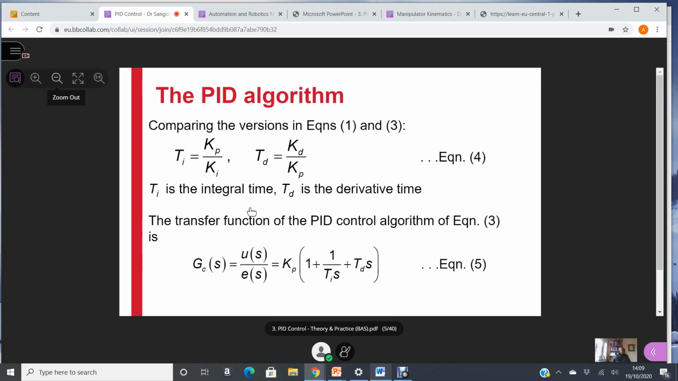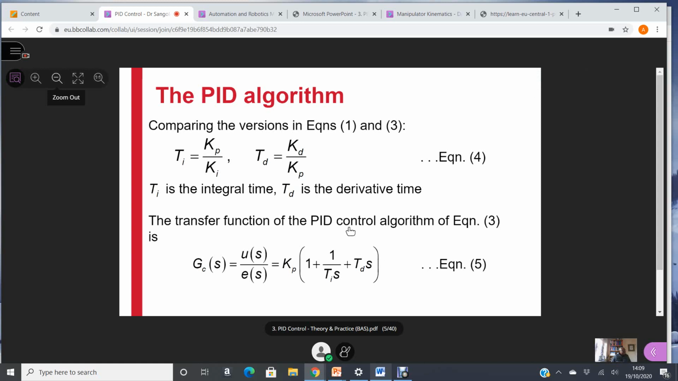So you have those relationships here. Ti, the integral time, is simply the proportional gain divided by the integral gain, whereas Td is the derivative gain divided by the proportional gain.